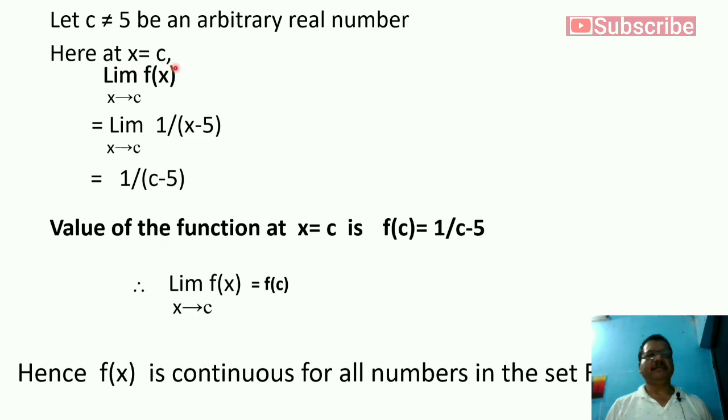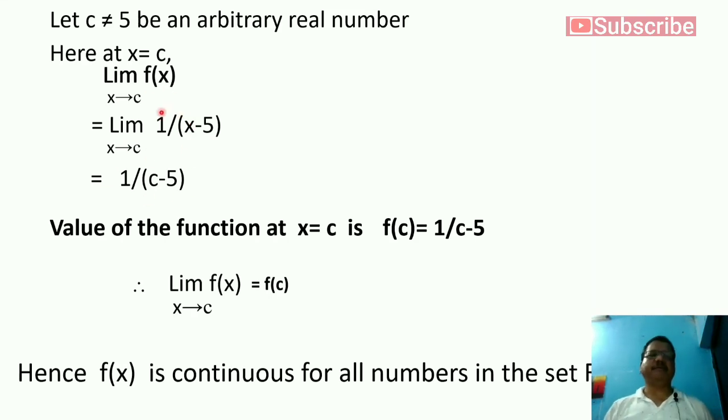So at x equal to c, we will find the limit x tends to c. Why don't we find the left hand limit and right hand limit separately? Because the definition of the function is the same on both sides of c. Whatever real number you consider, you will see that on either side of any real number, the definition is 1 by x minus 5. Okay, so that's why we are finding the limit directly. And then the value I have got is 1 by c minus 5. Okay, this much you understood.